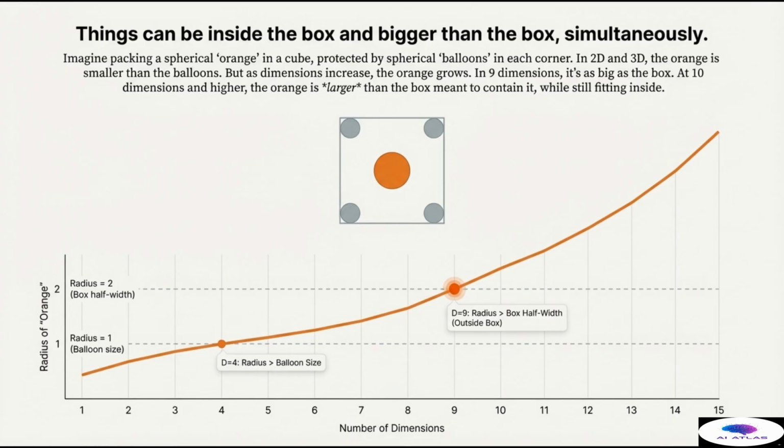At 4 dimensions, the orange's radius is already larger than the corner balloon radius. But the most counterintuitive point occurs at 9 dimensions. Here, the radius of the central orange becomes equal to the box's half-width. This means the orange is touching the box walls. In all dimensions 10 and higher, the orange is mathematically larger than the box meant to contain it, yet it still fits inside. This illustrates how high dimensions stretch and distort space in ways our 3D minds cannot easily comprehend.